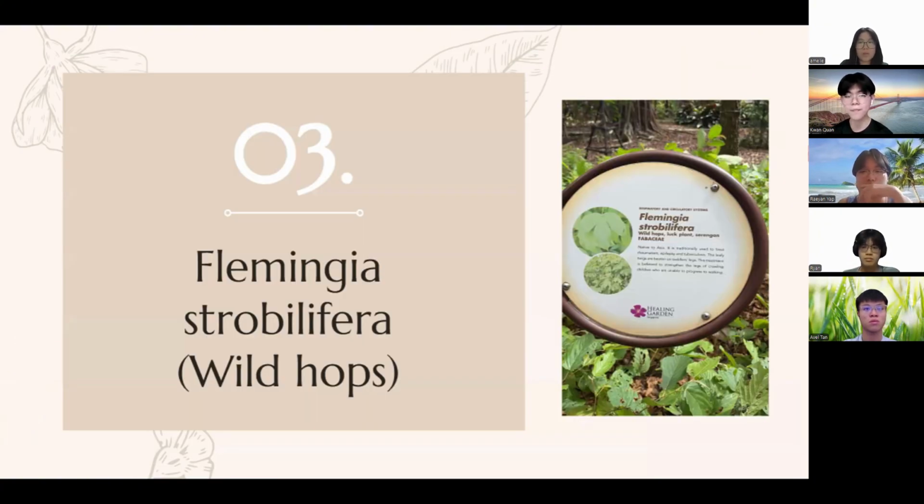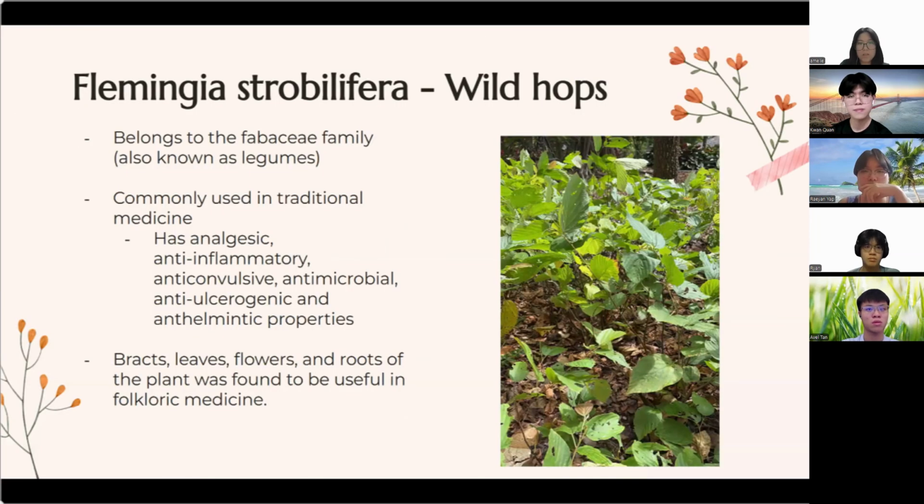Okay, so now I'll be talking about my plant, which is Flemingia strobilifera, also known as wild hops. It belongs to the Fabaceae family, which is also known as legumes. It is commonly used in traditional medicine and it has analgesic, anti-inflammatory, anti-convulsive, antimicrobial, anti-ulcerogenic, and anthelmintic properties. The bracts, leaves, flowers, and roots of the plant can be found to be useful in folkloric medicine.